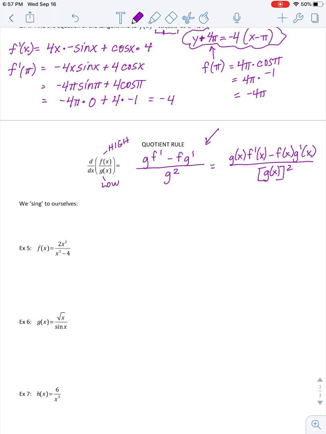So we sing to ourselves this little memory, this little song. It's low d high minus the high d low all over the denominator squared we go.